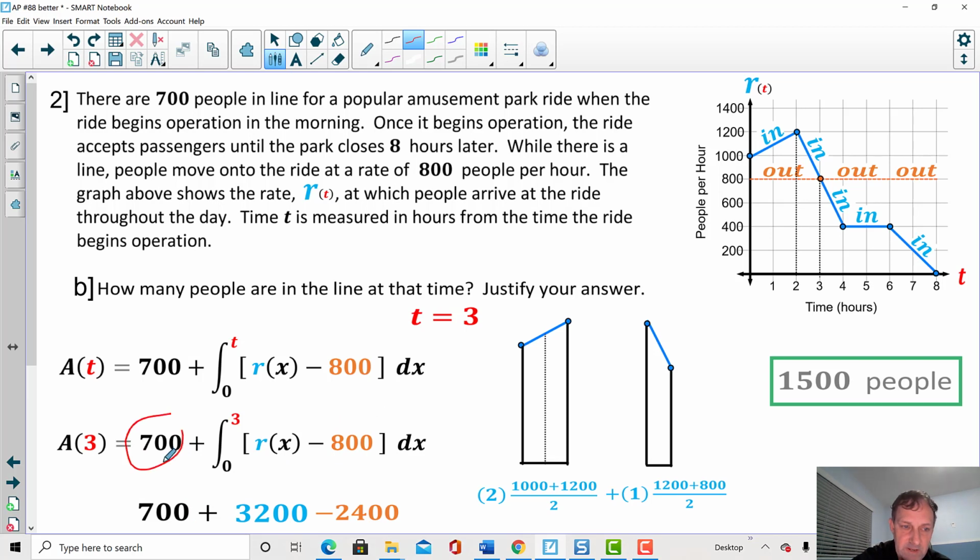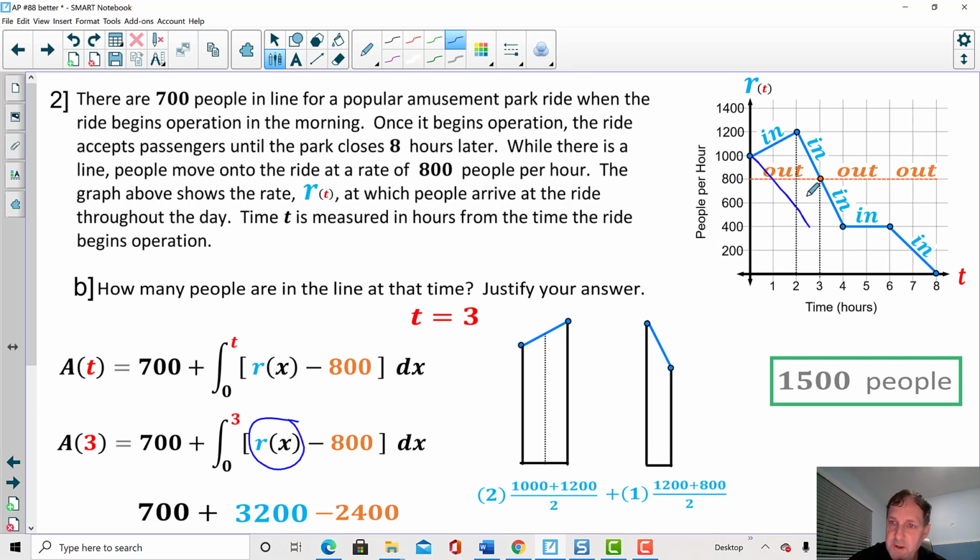So the 700 is easy, we just copy the 700. The 800 is even easier. If we wanted to do the integral from 0 to 3 of 800, it's kind of like the area under the curve over here from 0 to 3 and underneath 800. That's just a rectangle, so it's just going to be 3 times 800, and that's where I'm getting 2400 from. So it looks like the only hard part would be the integral from 0 to 3 of r of x.